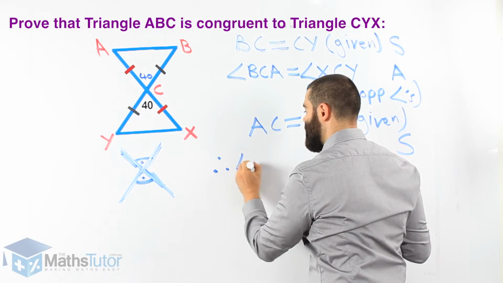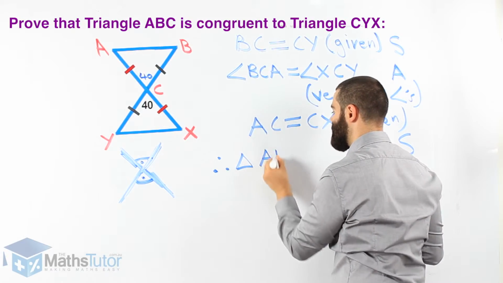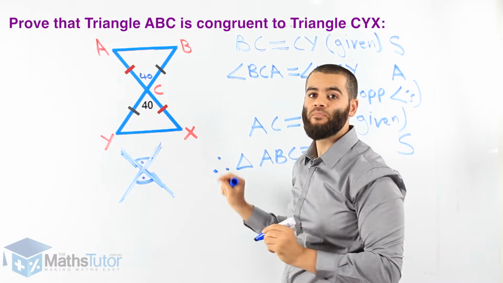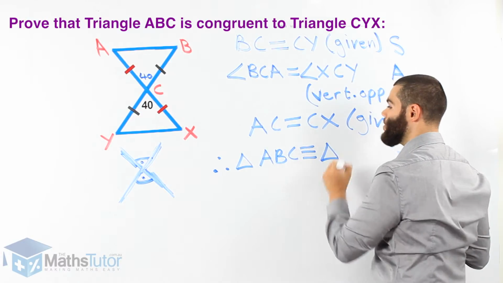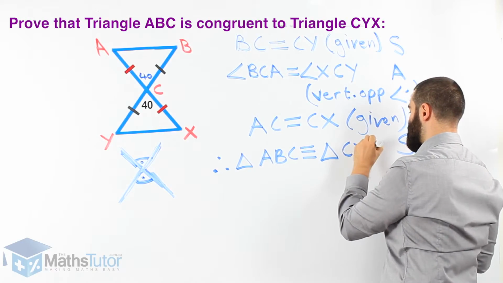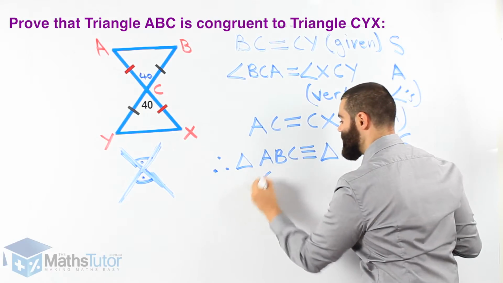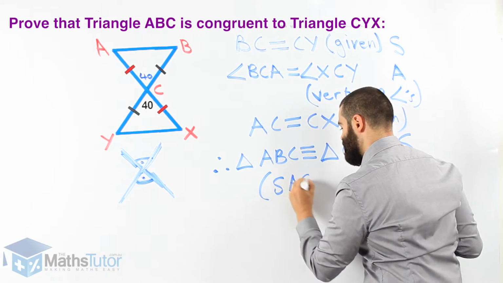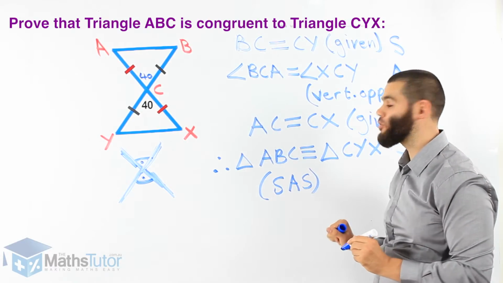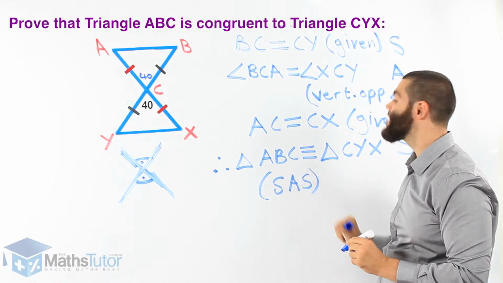Therefore, triangle BCA or ABC, keep it in alphabetical order, triangle ABC is congruent to triangle CYX. And what did we use? We used which condition? SAS. We have found our answer. We have proven that triangle ABC is congruent to triangle CYX. We use side, angle, side.